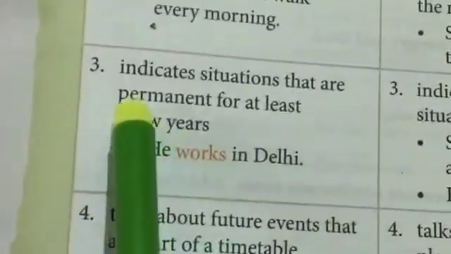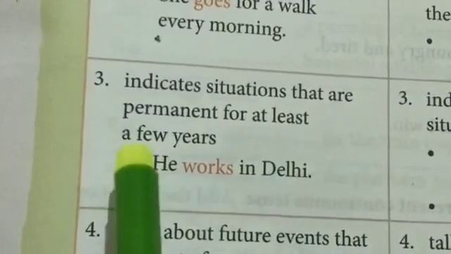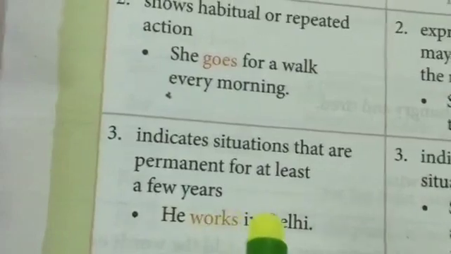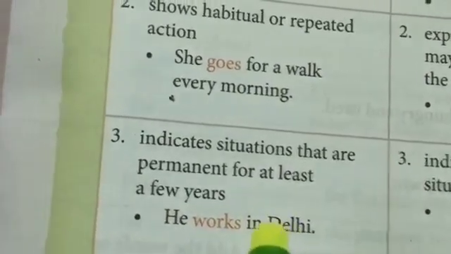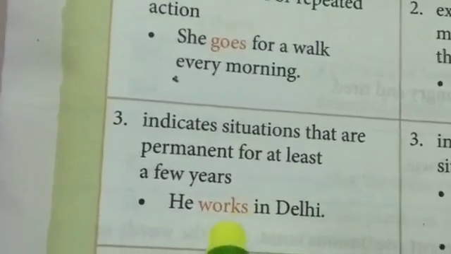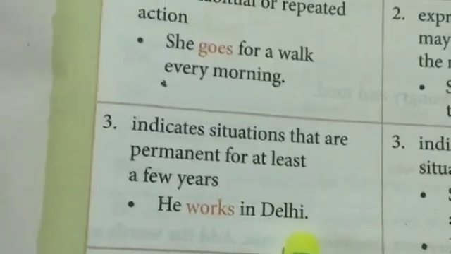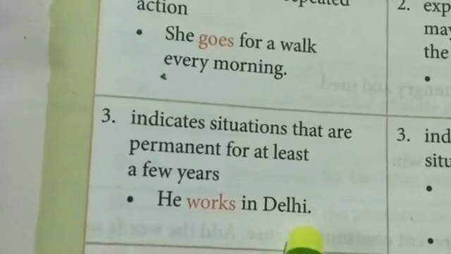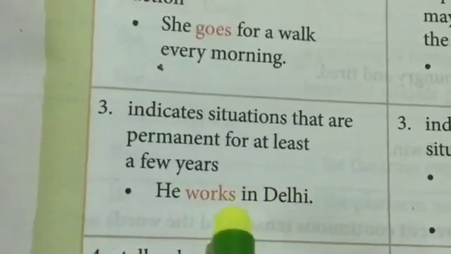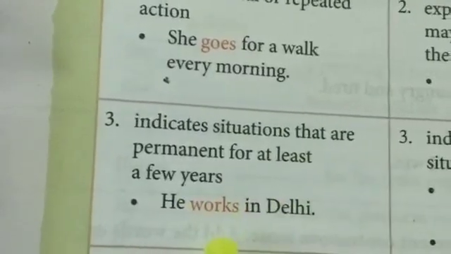Okay. It indicates situations that are permanent or last for at least a few years. To denote a permanent situation, we use simple present tense. Like I live in Ramgarh. So he works in Delhi. So this is a permanent case. I'm not moving out. I will be here. I was here. So for at least a few years I was here in Ramgarh.